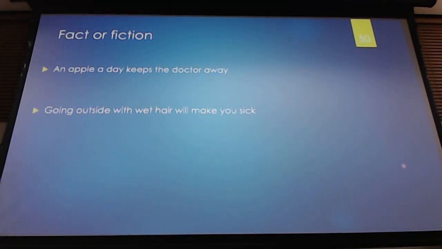Okay, let me see here. Let's really see who knows if this is true or not. Code.